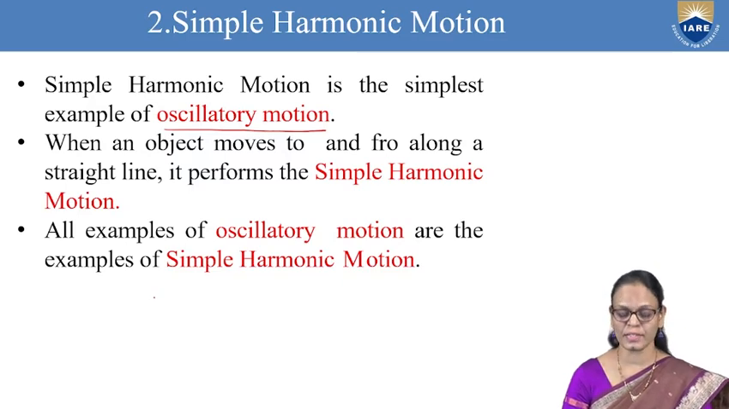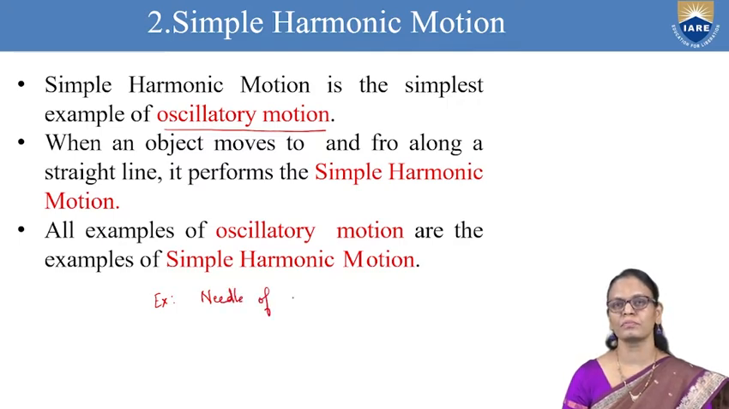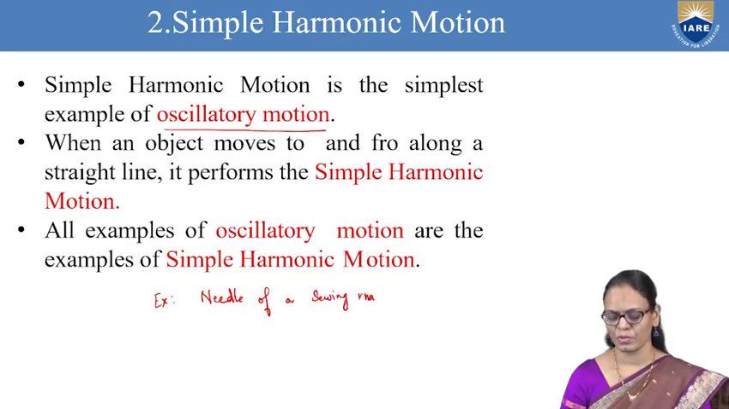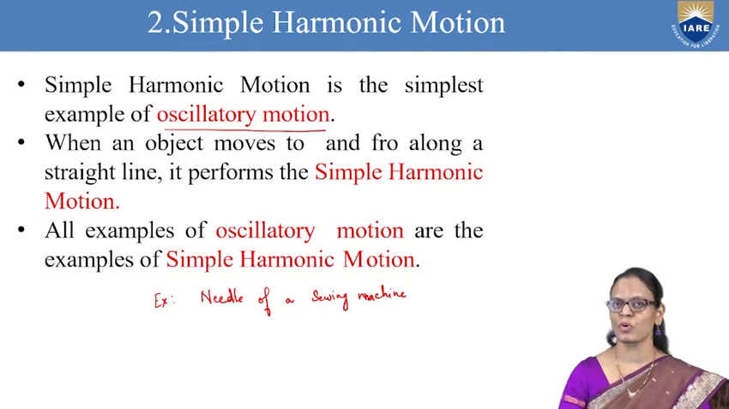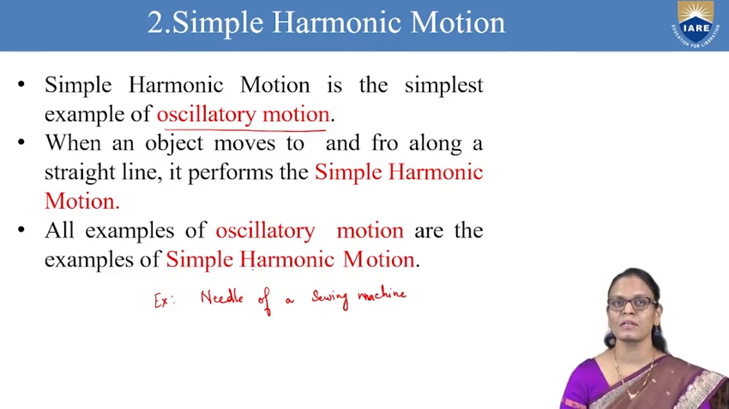Here I'll give you one example: the needle of a sewing machine. You must have seen how the needle moves up and down about a fixed point. The motion is along a straight line in the vertical direction, but it is oscillating about a fixed position. So you call it simple harmonic motion.